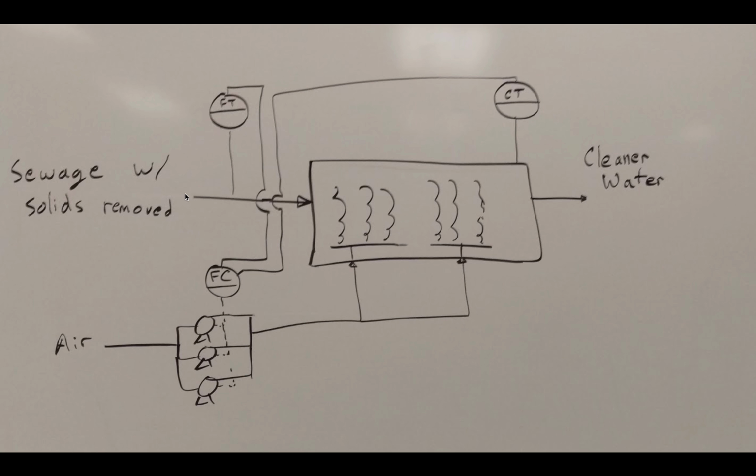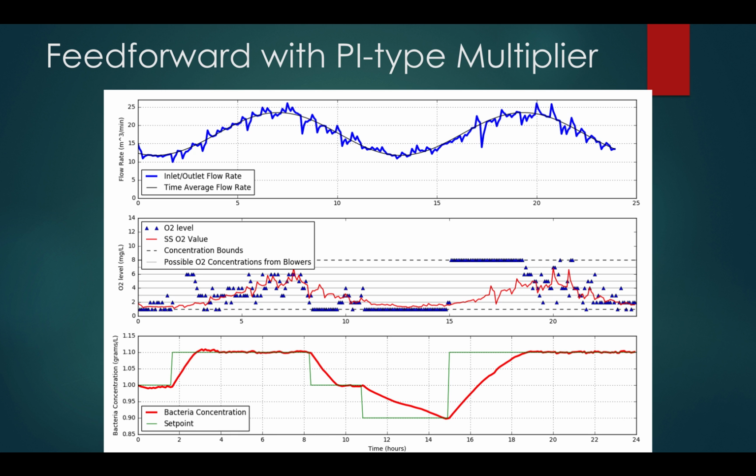And so we look at this little diagram and we can see where the transmitters will be placed and the controller. So we have a flow transmitter and a concentration transmitter sending a signal to the flow controller where we can change the oxygen concentration to control the bacteria population in the tank.